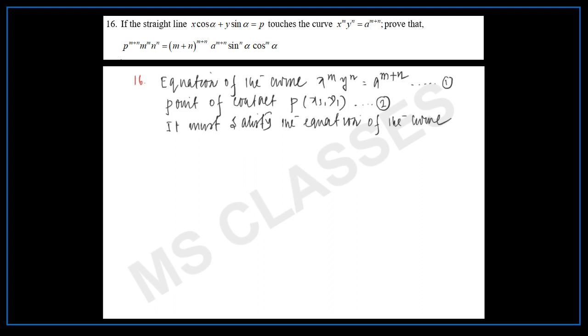So, x1 to the power of n, y1 to the power of n equal to a to the power of m plus n must be true. Now, we need to find a slope to find the equation. So for that, we need to differentiate this curve because we want to find the slope of the tangent at that point.